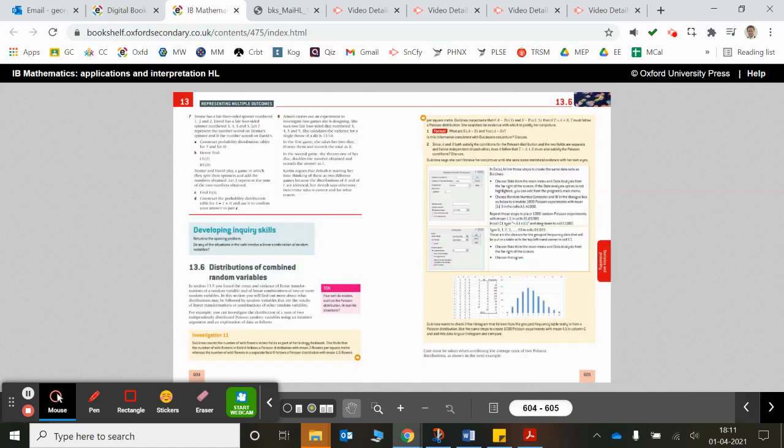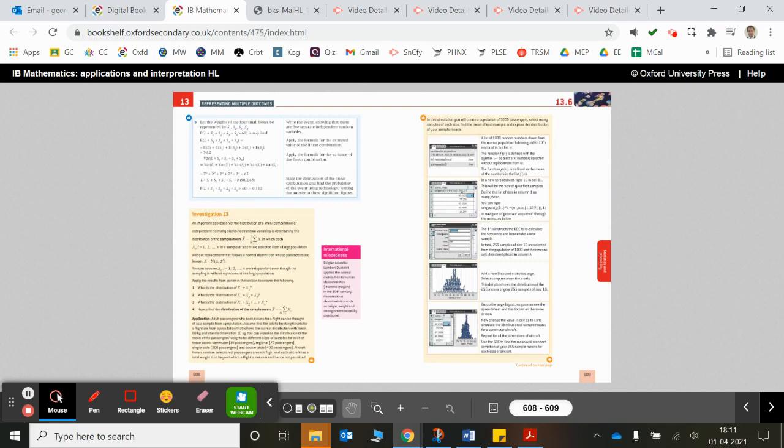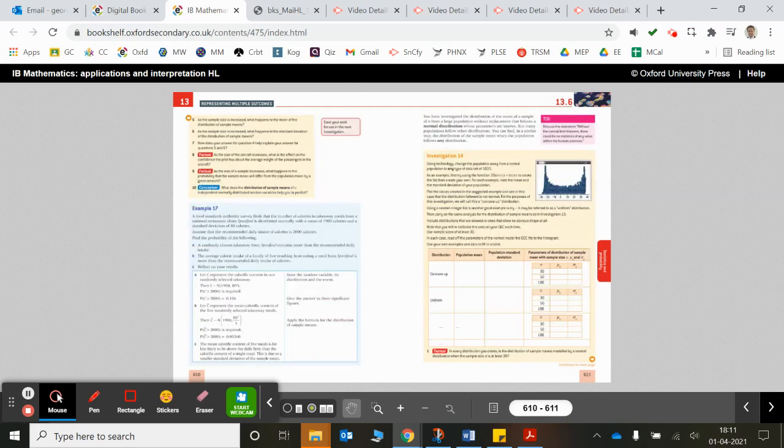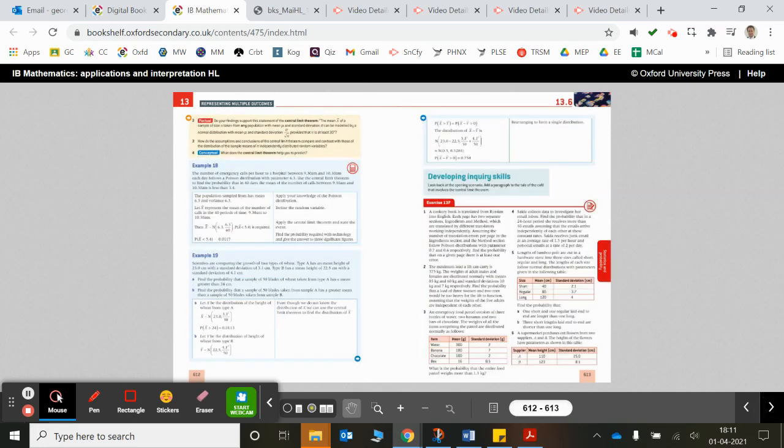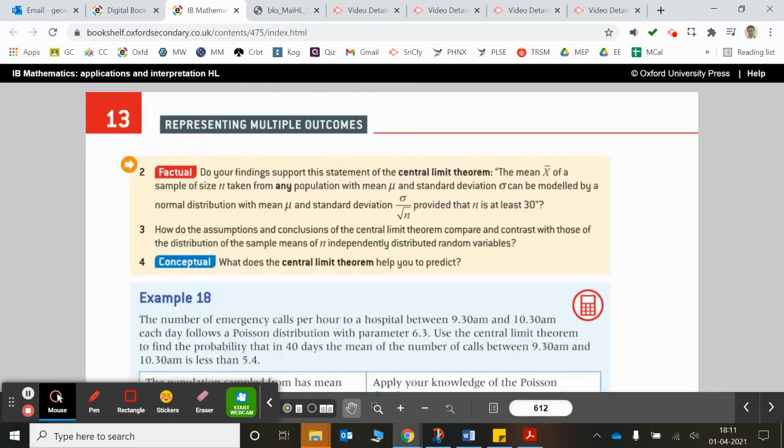Okay. So combined random variables, let's take it a little bit further. The last little bit here is talking about the central limit theorem, right? So that's this thing here. In fact, I'm going to build this one up, but it says that the mean x bar of a sample of size n taken from any population with a mean of mu and a standard deviation of sigma can be modeled by a normal distribution with a mean of mu and a standard deviation of sigma over square root of n. There's a lot to unpack there, right?